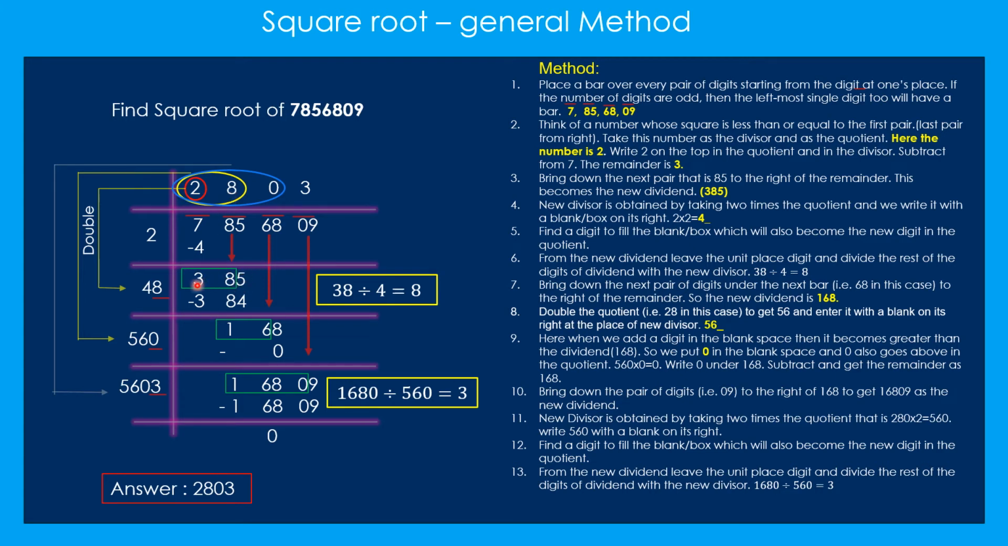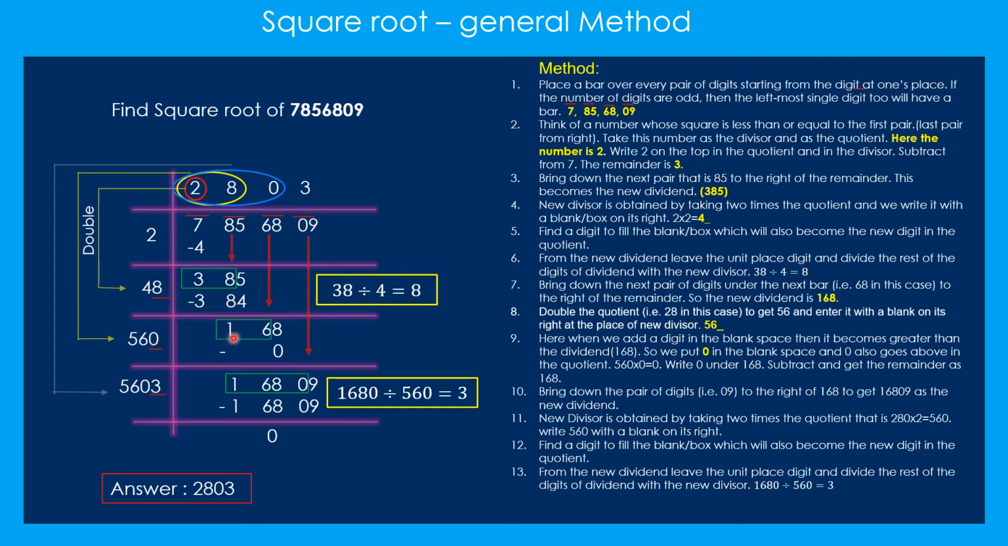So we had the dividend 385. So leave the unit digit here, 5, and 38 is divided by the new divisor 4. So when you divide 38 with 4, you get the quotient 8. This 8 is added to the blank space here, as well as to the top of the quotient here. So 48 times 8 is 384. You subtract and we get the remainder 1.